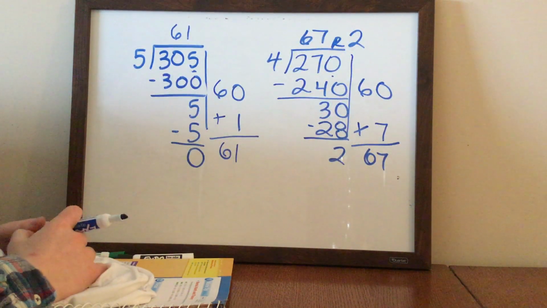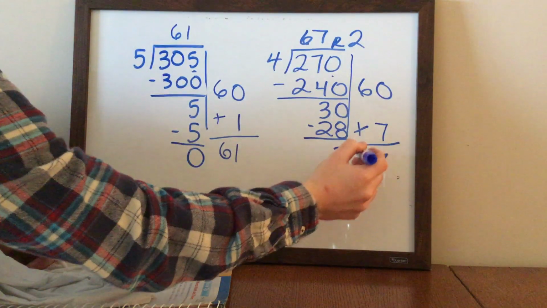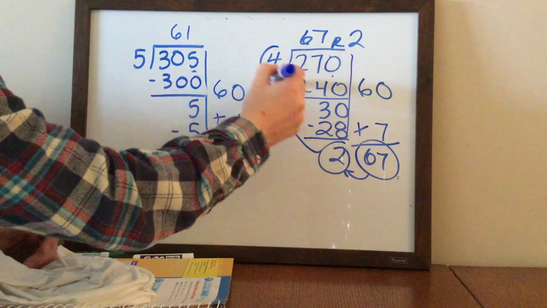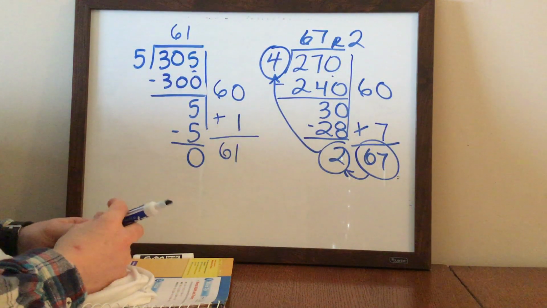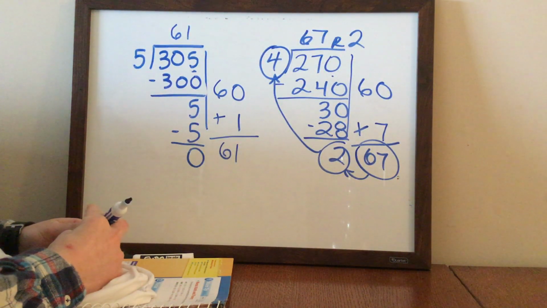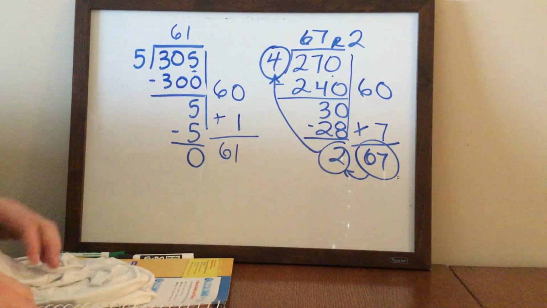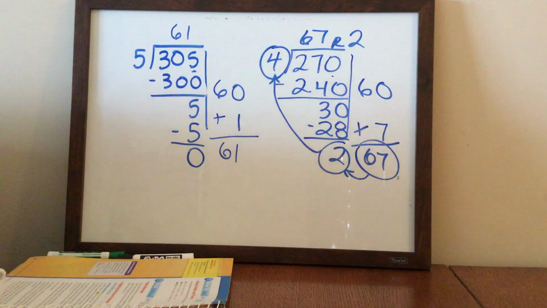Some of you are like, hey, we can write that as a fraction. Absolutely. You could write this as 67 and 2 fourths, which would be a really good way to write that as well. 67 and 2 fourths. All right, so now that we have reviewed how to divide, let's look and see how this is going to help us solve these problems.